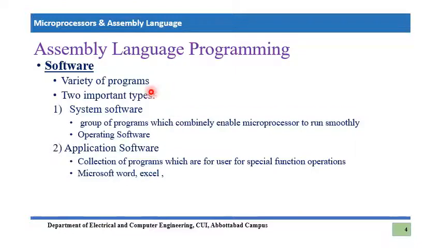So there are two important types of software. One is system software, which is mainly responsible for management of the overall microprocessor, like the operating system, and the other one is application software. And application software are basically for user defined special functions, for example documentation, like I explained.